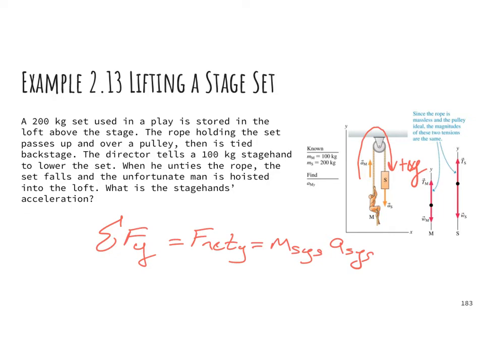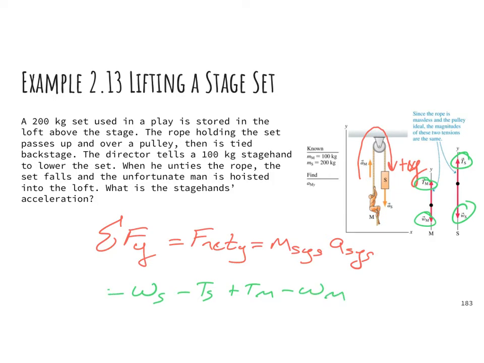So anytime I have interacting objects or multiple objects, that's how I'm going to call it. I'm going to call it the mass of the system times the acceleration of the system. So when I look at the forces, the force going in the positive y direction is going to be the weight of the set. And then that's going down, that's right here. Then I have the tension of the set in the negative y direction. But then the tension on the man is in the positive y direction. And finally, the weight of the man is in the negative y direction.